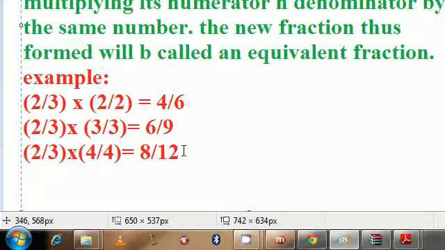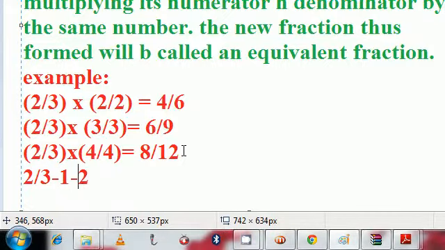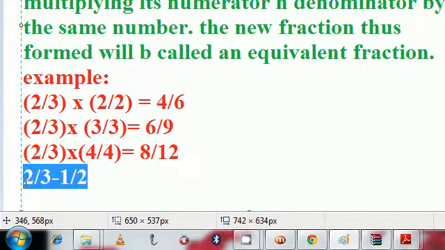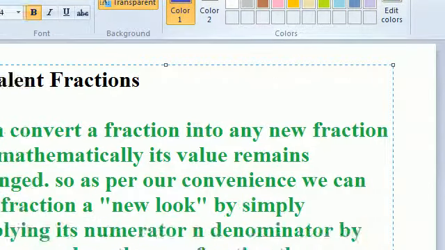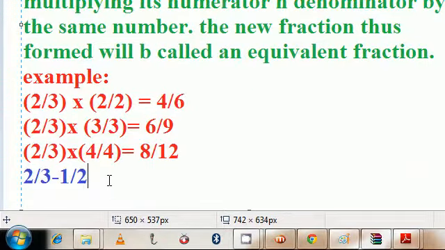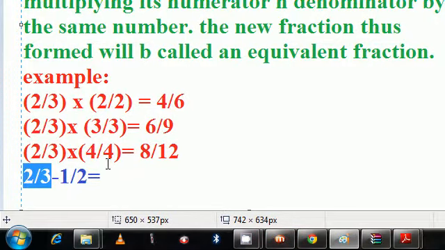So for example, we had a question, 2 by 3 minus 1 by 2. So in this question, let's change the color for simplicity. So 2 by 3 minus 1 by 2 will be what? Our first target was to find the LCM for 1 by 2 and 2 by 3. Denominators are 2 and 3. We know that the LCM of 2 and 3 is 6. So we have to convert 2 by 3 into an equivalent fraction with denominator 6.